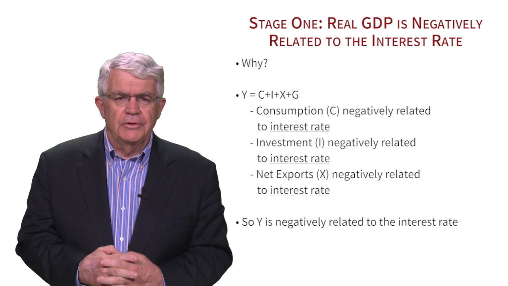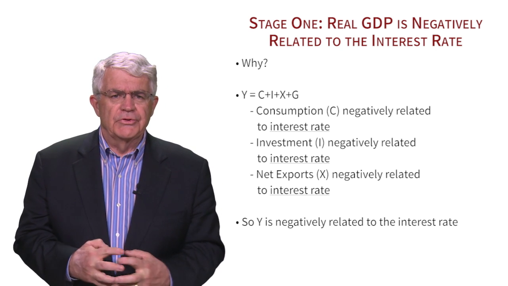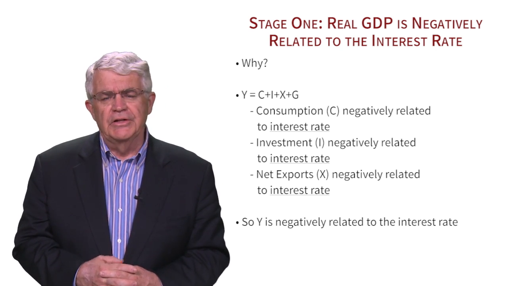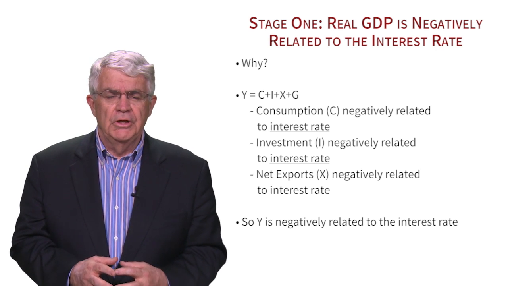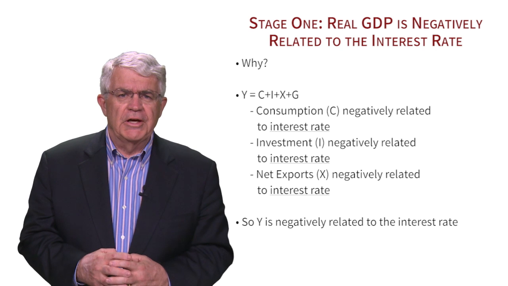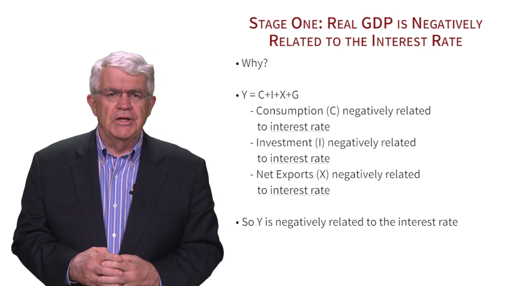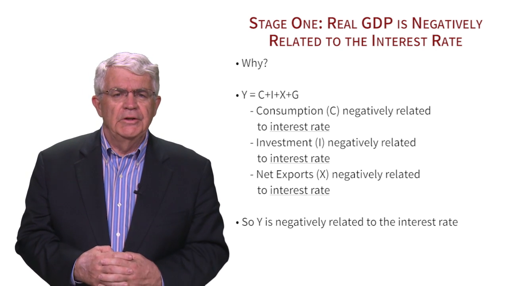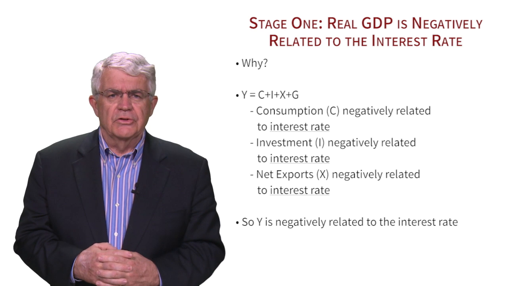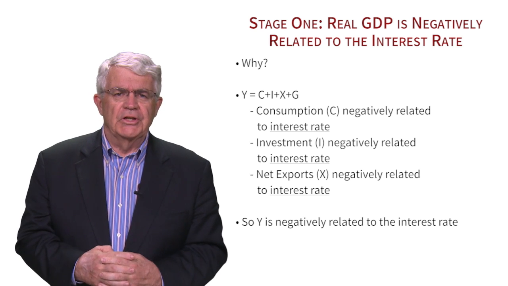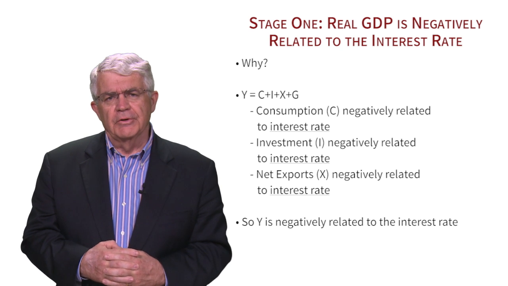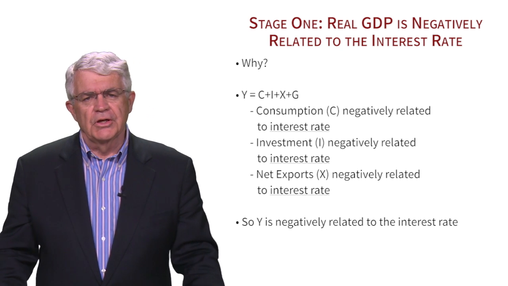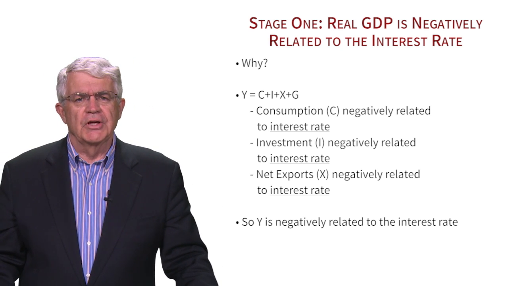So the sum of this story, in fact, the sum of the variables, is that Y is negatively related to the interest rate because consumption, investment, and net exports are all related to the interest rate. We're not going to worry too much about government purchases depending on the interest rate. Those are determined by, say, issues related to national security or the importance of education, things that are less related to the interest rate than the other three. So we'll take government purchases as relatively unrelated to the interest rate for that reason.